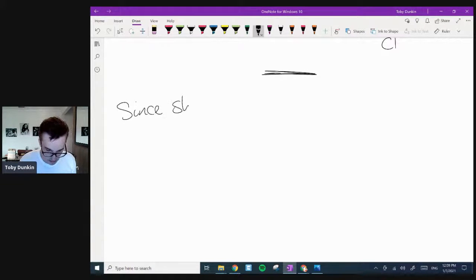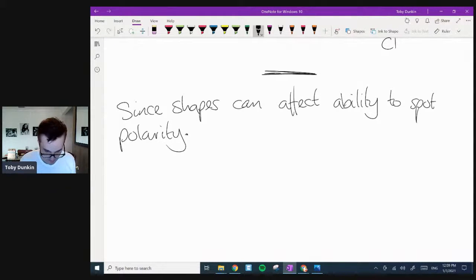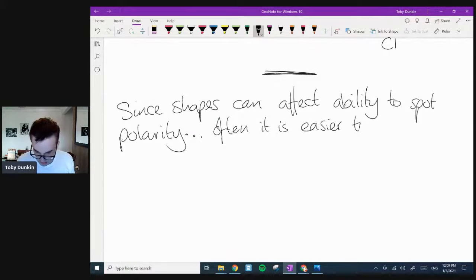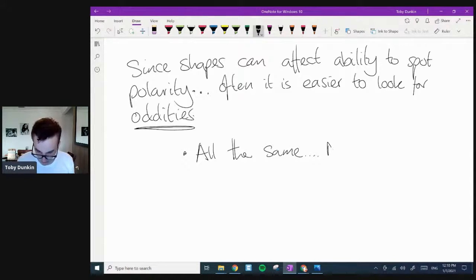Since shapes can affect your ability to spot polarity, often it is easier to look for oddities. And I know this seems odd. So essentially, here's the rule. If the atoms are all the same, then non-polar. Carbon dioxide is an exception to that rule.